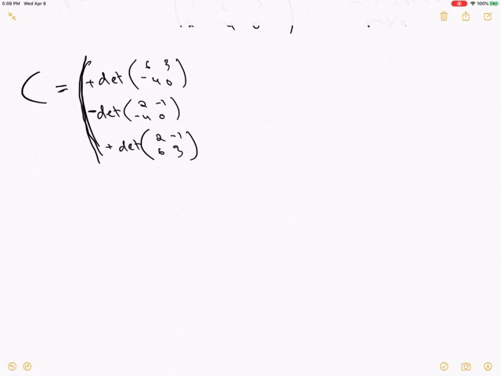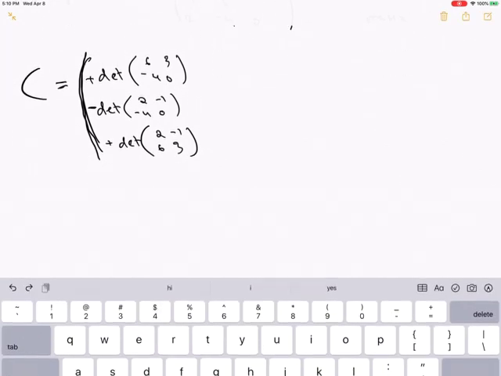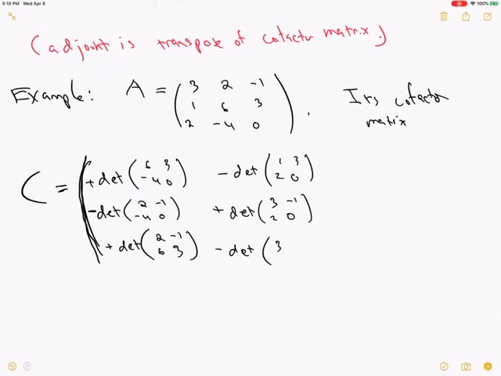So what does the middle column look like? The second column is the same thing. The next entry is negative determinant, and when you remove the 1, 2 entry, you have this submatrix 1, 3, 2, 0. This next one will be positive determinant. When you delete the 2, 2 entry, you get 3, minus 1, 2, 0. When you delete the 3, 2 entry, with minus 4, you get this submatrix 3, minus 1, 1, 3.